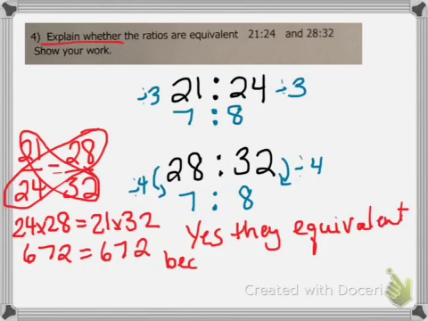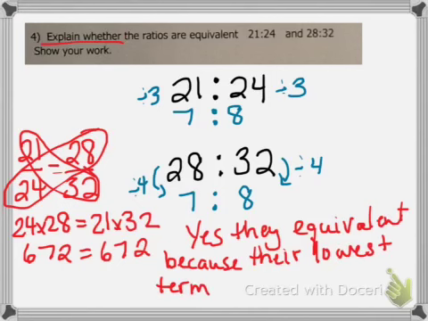Because their lowest terms are both 7 to 8. Now I don't have enough space, but if you use the other strategy, you could have said when I multiply the means and extremes, or when I cross multiply, both products equal 672.